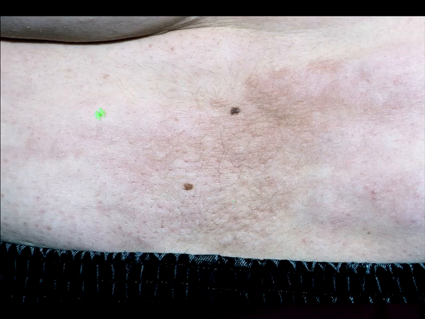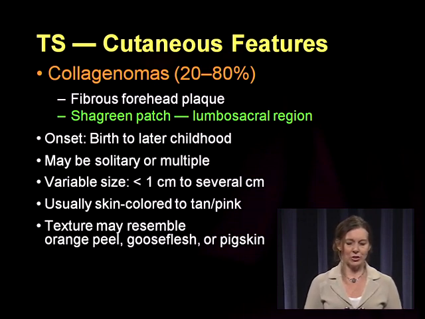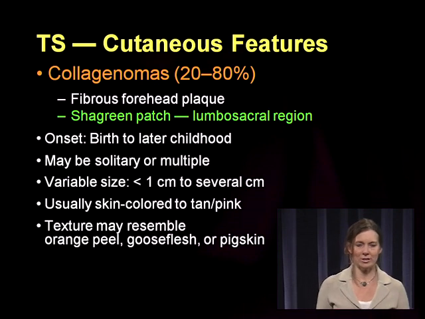This is the connective tissue nevus, also referred to as a collagenoma, or affectionately known as the shagreen patch. These are typically skin-colored to tan to light pink. They vary in color, they vary in size, but they usually have somewhat of a lumpy, bumpy texture to them, and in some cases have an orange peel-type texture. These can be present at birth or appear later in childhood. You can have one large lesion, or you can have multiple smaller lesions, and sometimes, again, they can be quite subtle in appearance.